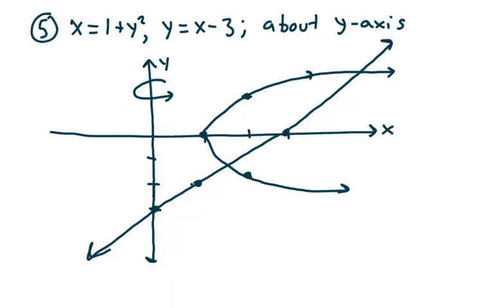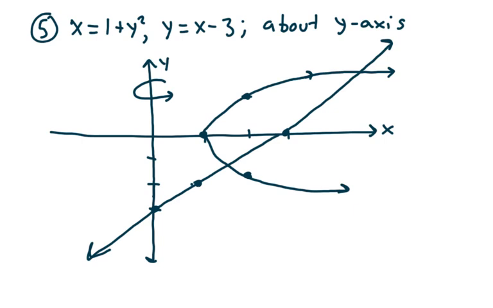This is a video from the Chapter 6 review. We're going to take a look at problem 5. It says, find the volume of the solid obtained by rotating the region bounded by the curves, in this case x equals 1 plus y squared and y equals x minus 3, about the y-axis.